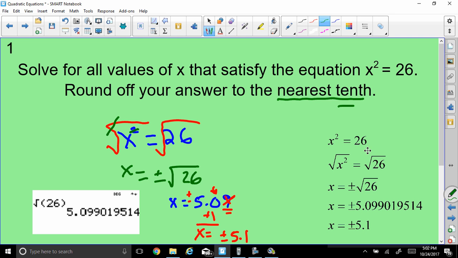So x squared equals 26. Remember, take the square root of both sides. And you may have to use a calculator for some of these. So remember, you have a positive value and a negative value as well. And they'll sometimes ask you to round it off to something. So that was a good question.